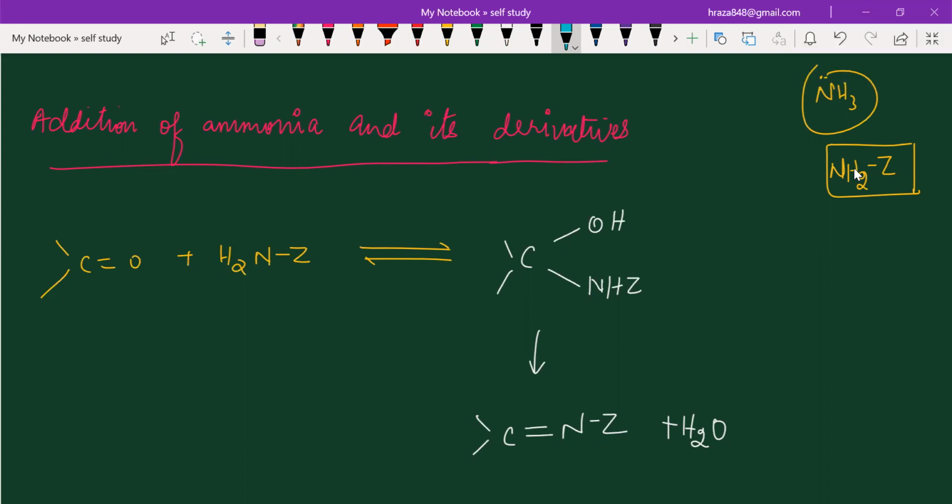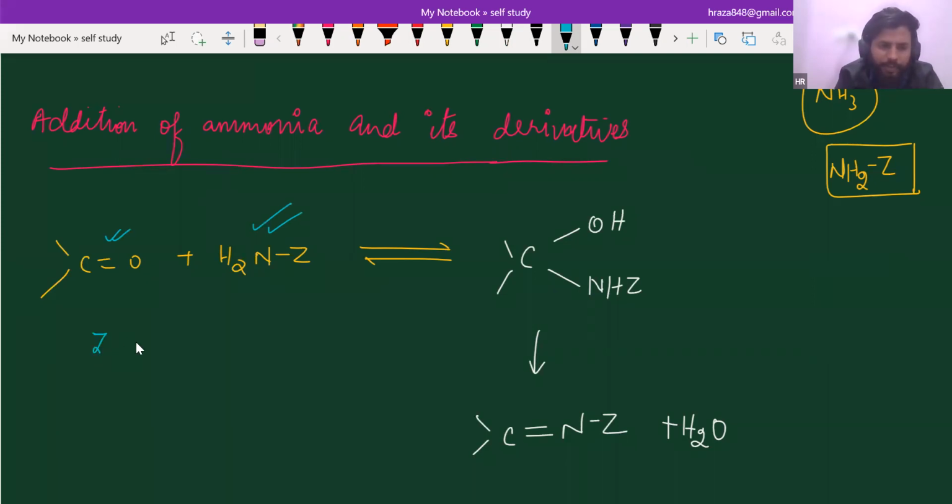What's the reagent in the first reaction? This is ammonia derivatives, or ammonia reacting with carbonyl. This is a reversible reaction. Also, Z can be alkyl, R, OH, NH2, C6H5, NH, NHCONH2.